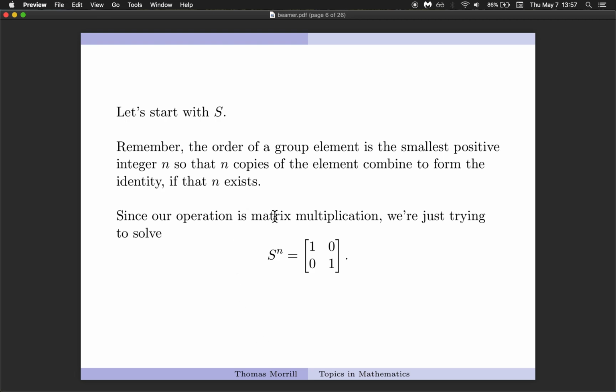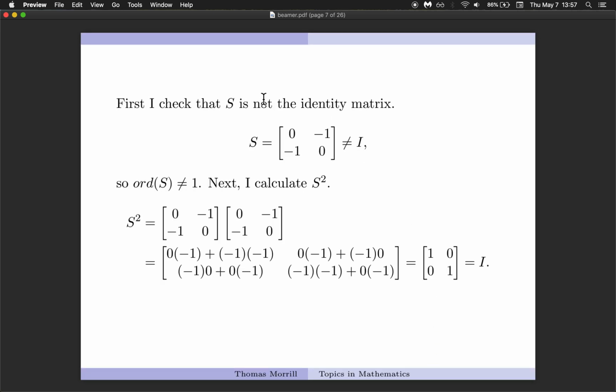So I can be more specific for finding the order of the matrix S. I want the nth power of S. Remember, we're using multiplication. I want the nth power of S to equal the identity matrix with coordinates 1, 0, 0, 1. Okay, so here is what I'm going to do to calculate the order of this matrix.